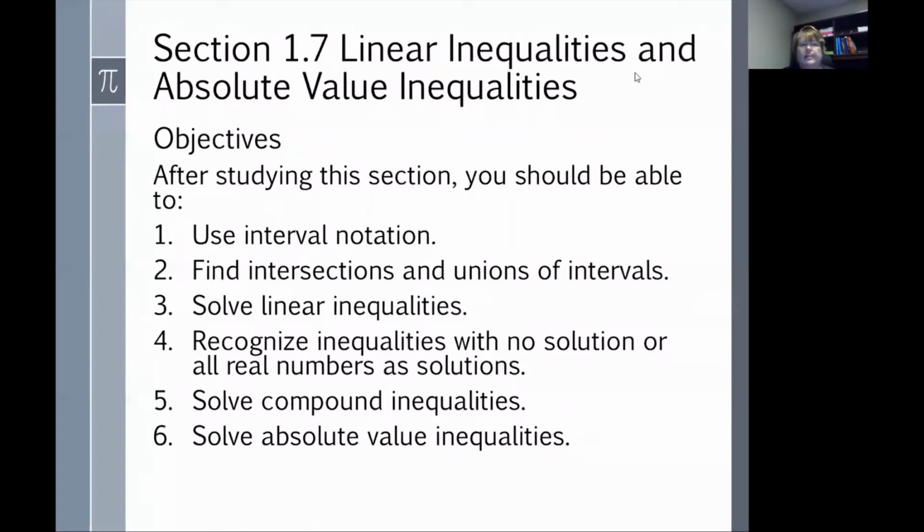In section 1.7, we are going to look at linear inequalities and absolute value inequalities. We're first going to look at interval notation. We'll define what that is. Then we'll look at intersections and unions of intervals. Then we'll solve linear inequalities. And then we'll recognize an inequality that does not have a solution, or all real numbers are a solution. We'll talk about compound inequalities, and then last but not least, we'll solve absolute value inequalities.